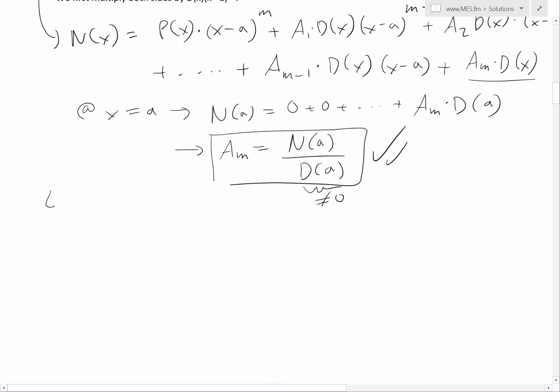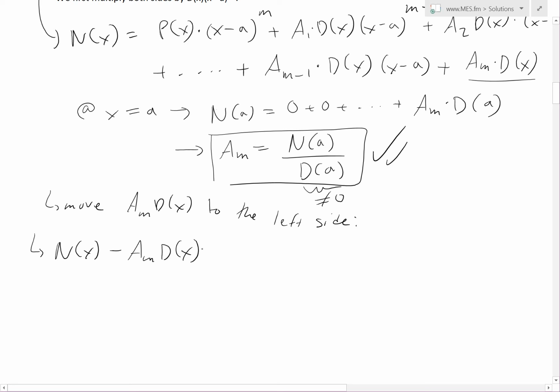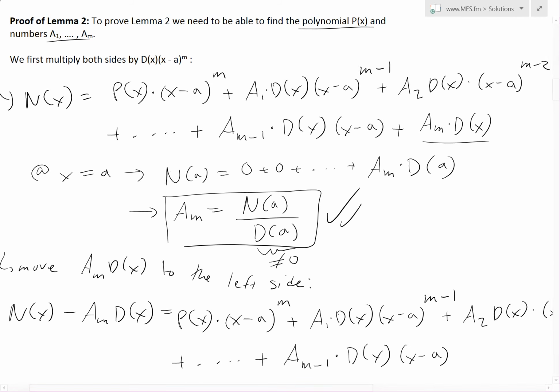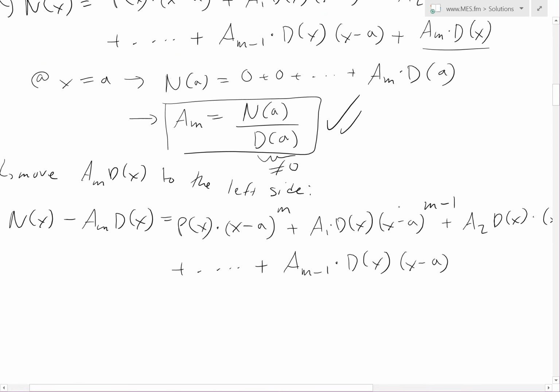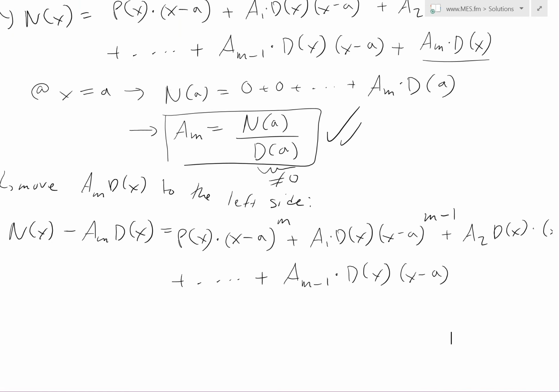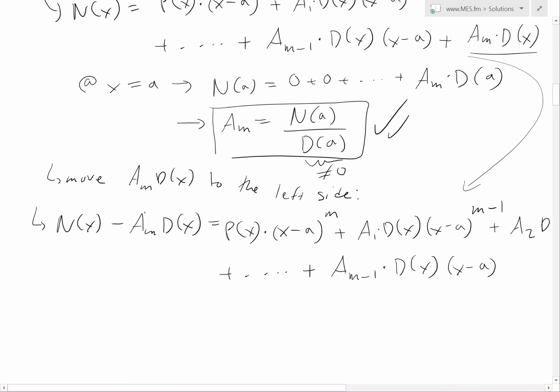And now what we could do is basically move the a_m d of x to the left side. So when we do that, we get here n of x minus a_m d of x, and now this equals, we would write all this down. Here I basically copy and pasted this exact thing over here to save time in writing. So I put everything over here, and then I just move this a_m d of x to the left side.